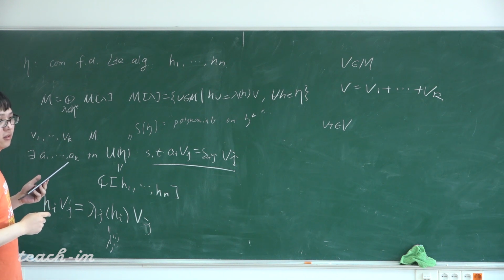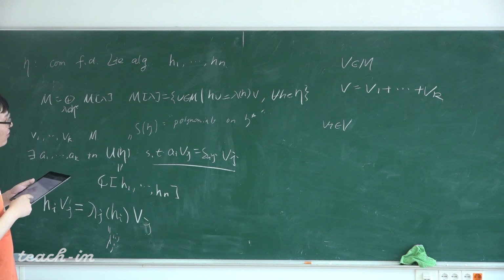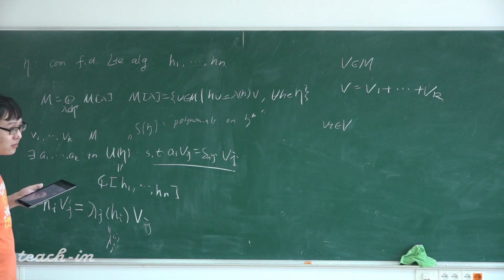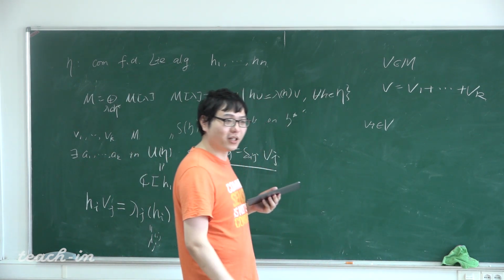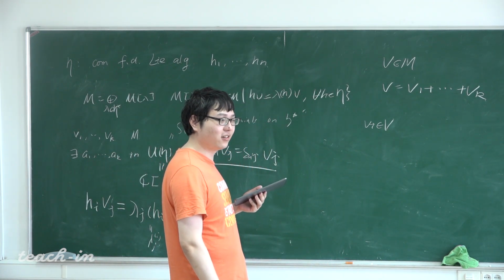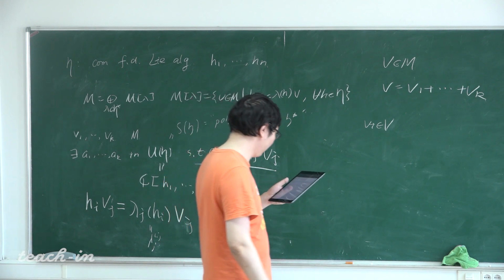Here is the submodule V, here is the vector V. You cannot have any other weights other than those in M lambda. That's for sure. If it's a submodule, you cannot. Yes. Okay, please continue.